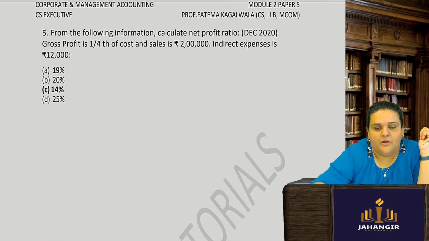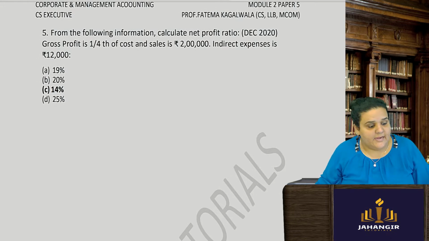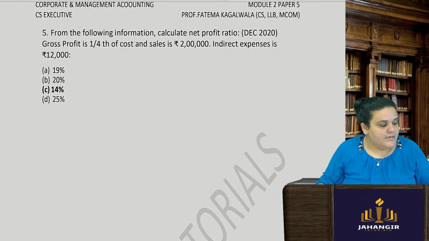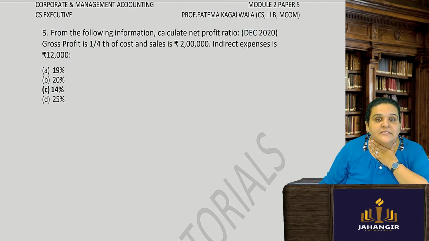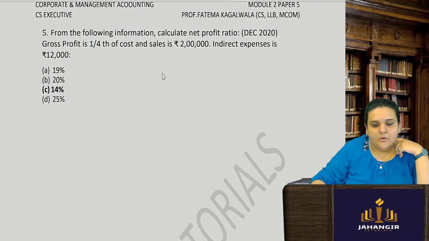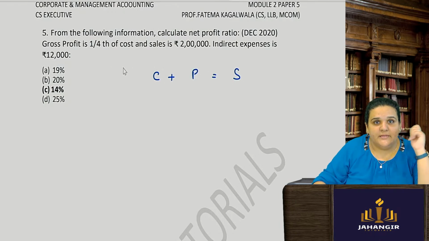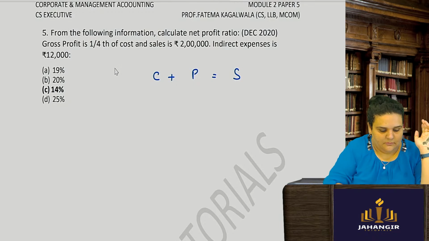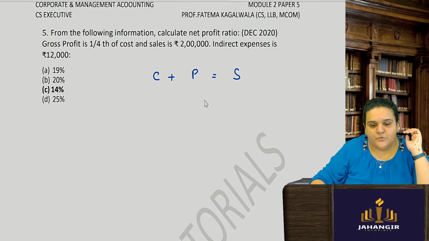Next is, from the following information, calculate the net profit ratio. Gross profit is 1/4 of the cost and sales is rupees 2 lakhs. Indirect expenses is rupees 12,000. Now cost plus profit is equal to sales. 1/4 means 25%. So 1 divided by 4 percentage. So it is 25% of cost.